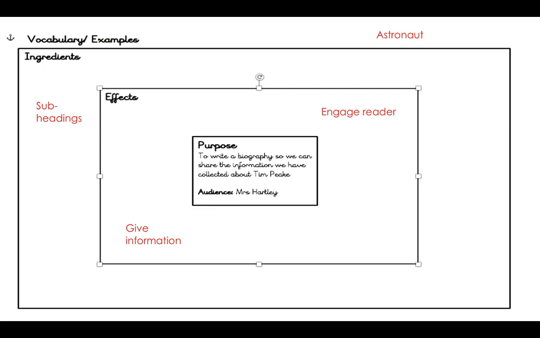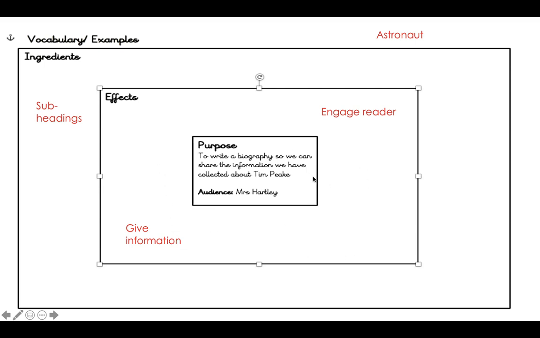So we're going to use the box plan, which you're already familiar with, and we've used that twice before. So the purpose this time is to write a biography so we can share the information we've collected about Tim Peake. The audience is myself, Mrs. Hartley. You're going to send me your biographies. The effects is, what do we want the effect on the reader to be? We want to make sure the reader is engaged, so we don't want our reader to be bored. We want to give our reader information.